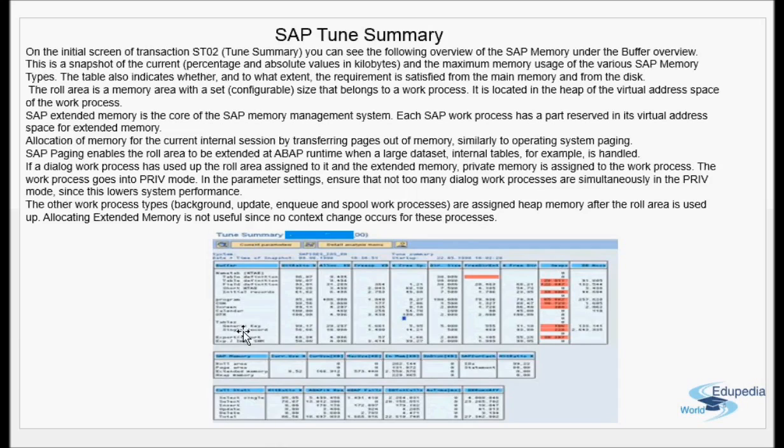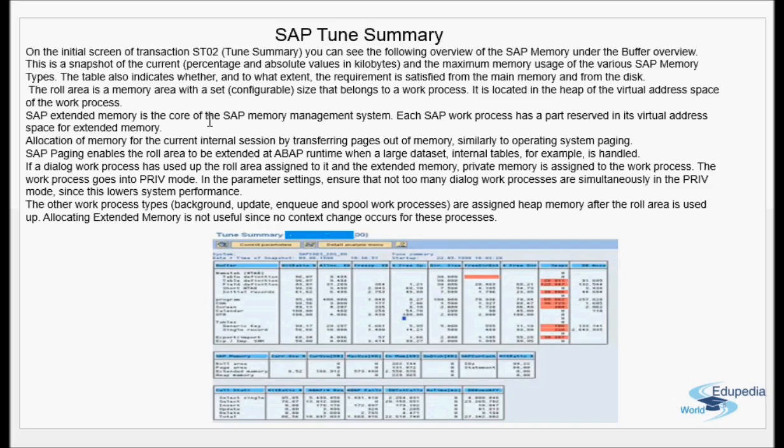Now, here we can see the different types of buffers: the name tab, the program, the CUA, the calendar, the tables. And then here we have the different types of SAP memories: the roll area, the paging area, extended memory, and the heap memory. The table also indicates whether and to what extent the requirement is satisfied from the main memory and from the disk. Here we'll see the current usage, the percentage in KB, and the maximum values.